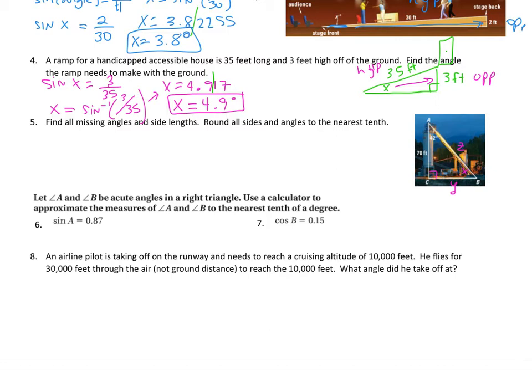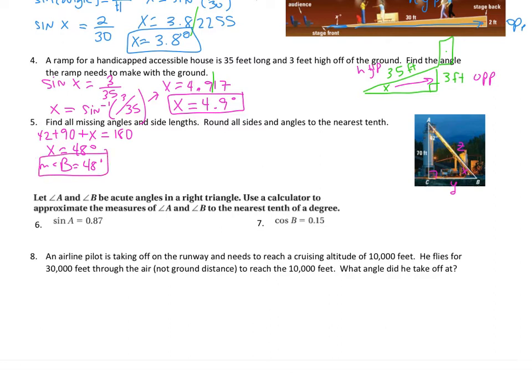If I label all of them first, then I know where each shows up in my picture. If I want the missing angle, I know that 42 plus the 90 degrees in the corner already, plus my X has to equal 180 degrees because I've got a triangle. So 42 plus 90 is 132, and when I subtract that from 180, I end up with 48 degrees. So the measure of angle B is 48 degrees.